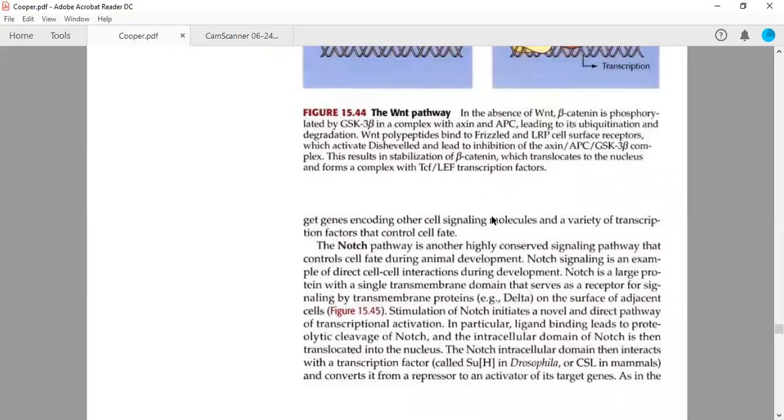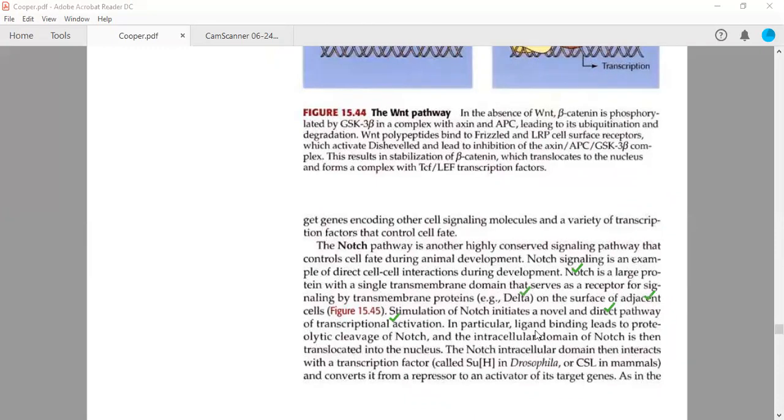So during development, one cell will express Notch, and the second cell will express Delta. They will interact on the adjacent cell surface. Adjacent cells will interact physically. This is a kind of juxtacrine signaling. Stimulation of Notch initiates a novel and direct pathway. This is a direct pathway because two cells are directly interacting with each other. This is transcriptional activation. Okay.